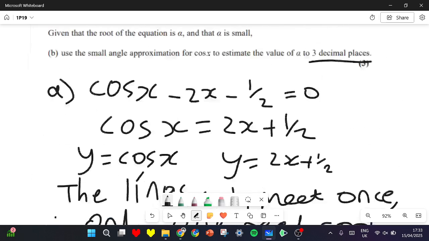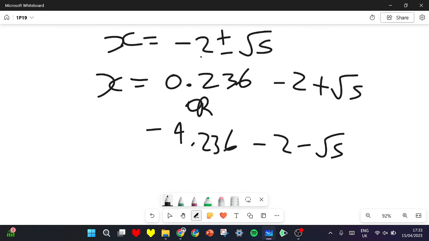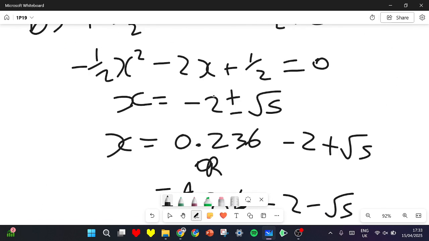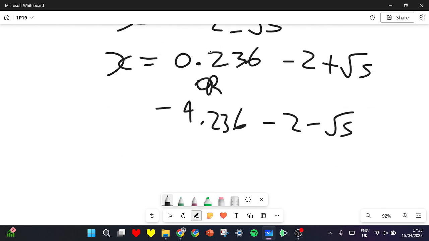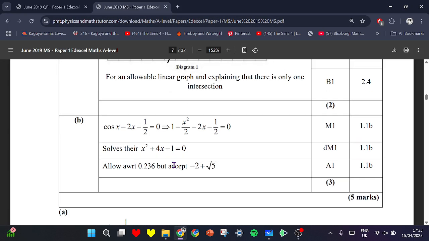In the question, you have to notice that it says the value, not values with an s. So it's only one of these. And since we're doing small angle approximation, alpha has to be small. That means it has to be the first one, because 4 point something is not small. So that means x is 0.236, and if you check here, yeah, okay, they got that too.